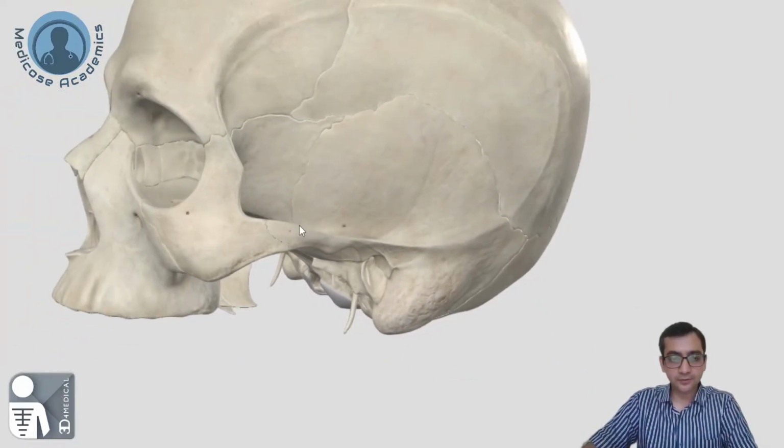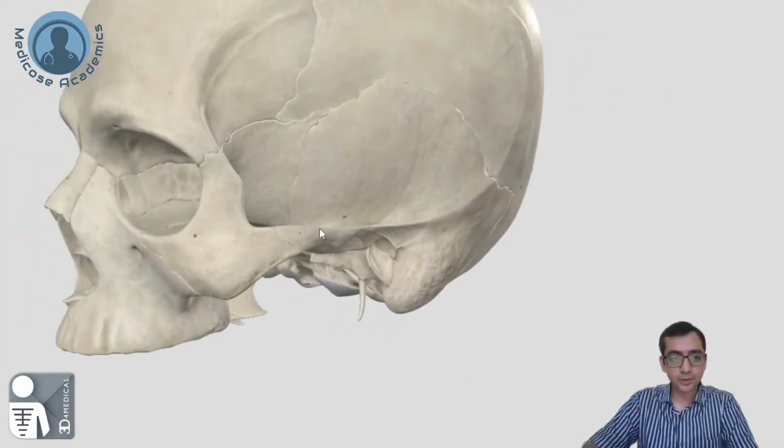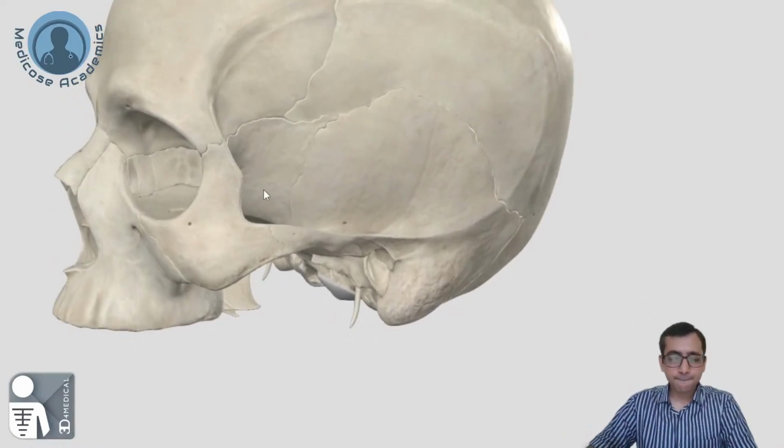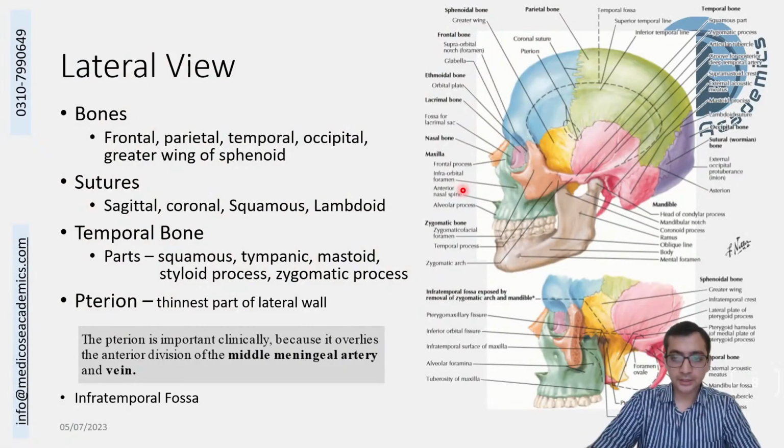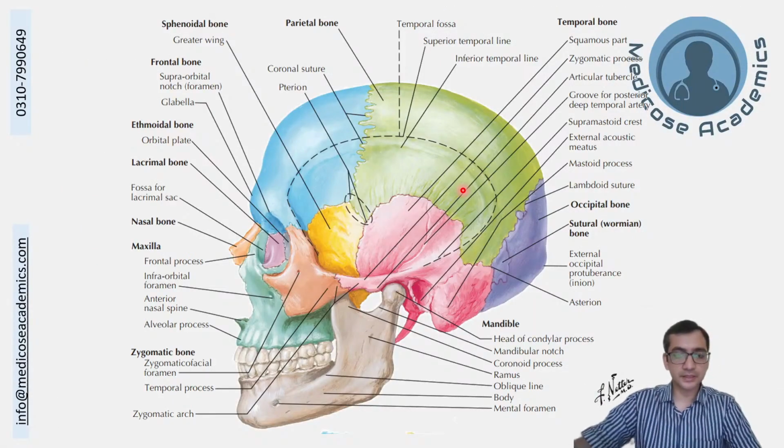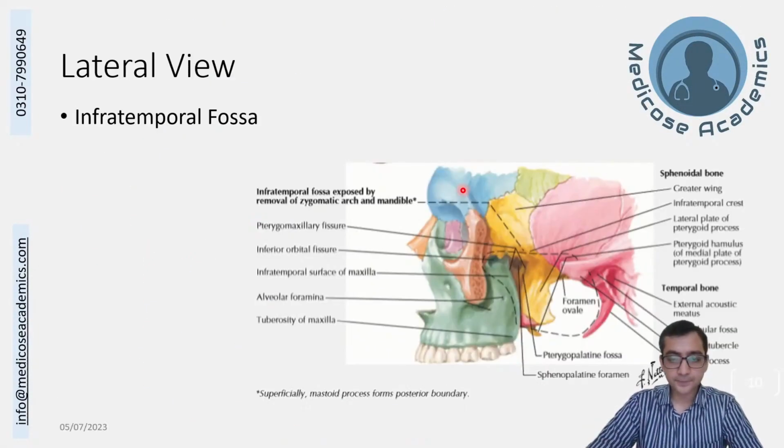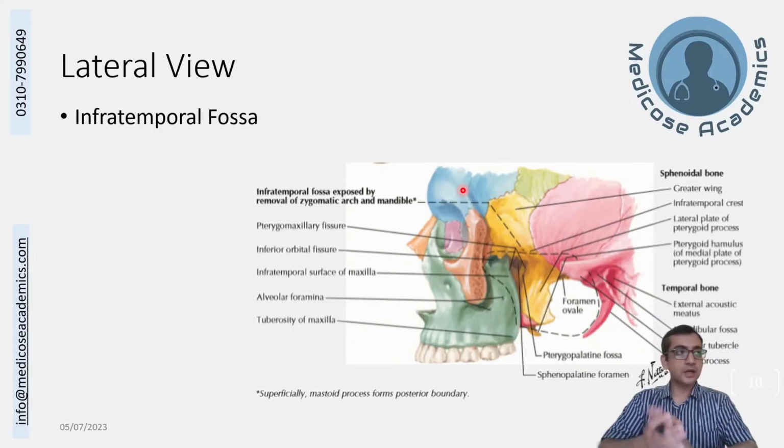I'll give a minute or two for any questions you have to ask. Just before finishing, let me get to here. We discussed the lateral margin. This is the infratemporal fossa. I'm talking about the fossa. We'll be talking only about the bony aspects.